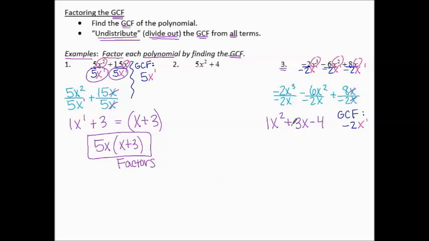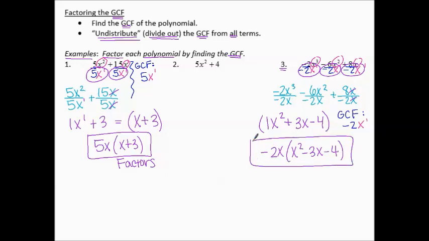Okay, so I want that, this is one of my factors, and I have my other factor here that I divided everything by. So negative 2x times x squared minus 3x minus 4 are my factors. If I were to distribute this in here, I would go back to my original expression there.